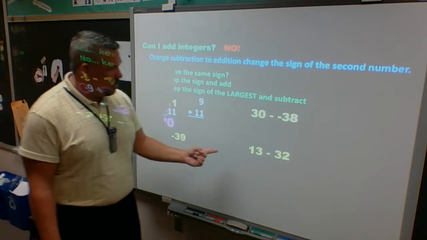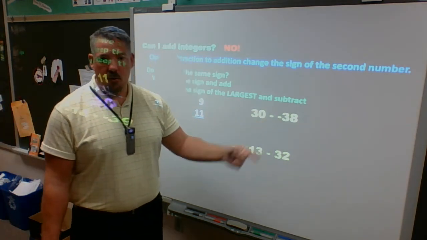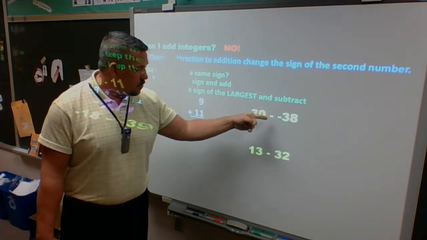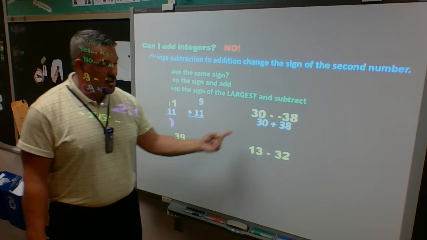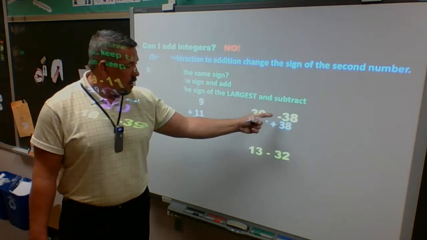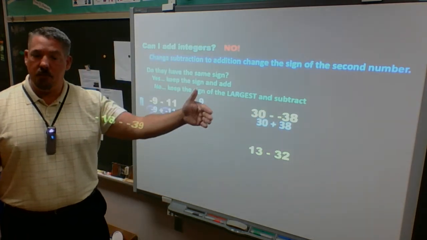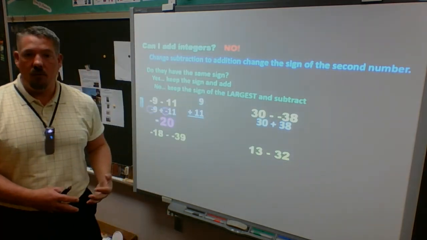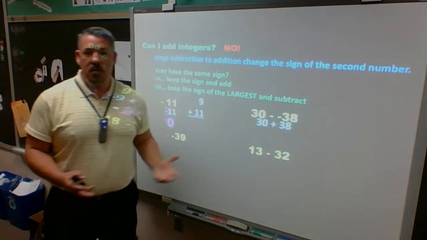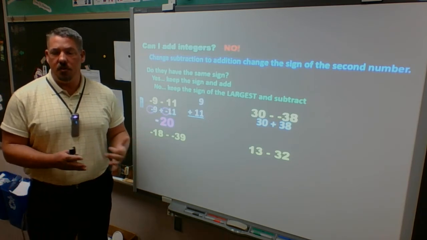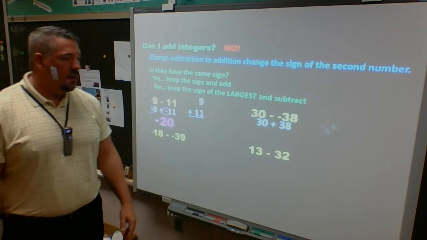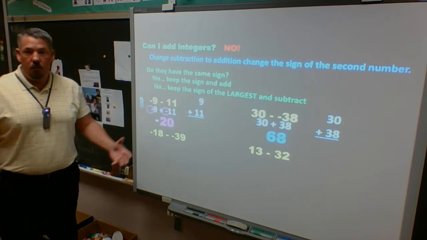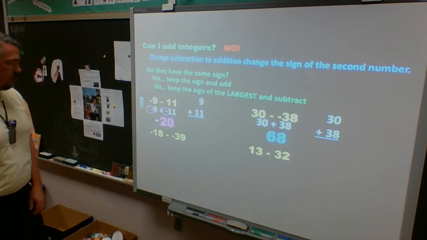On the second one, I have 30 minus negative 38. I cannot subtract. I have to change my subtraction to addition, change the sign of the second number. There's a negative sign there. It has to become positive. You can either show the positive sign or leave it off. This takes us back to second grade, straightforward addition, 30 plus 38. Not a difficult problem. It just gives me an answer of 68. They're both positive, so I know it's a positive number.